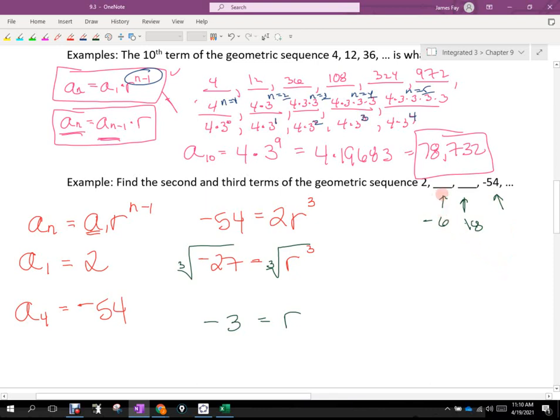Okay. So once we find r, we can go ahead and find those two missing terms then. Does that make sense? Because the sequence is geometric, so we're multiplying, right? When my r value is negative, what's going to happen is that your sequence is going to bounce back and forth between a positive number and a negative number. Okay?